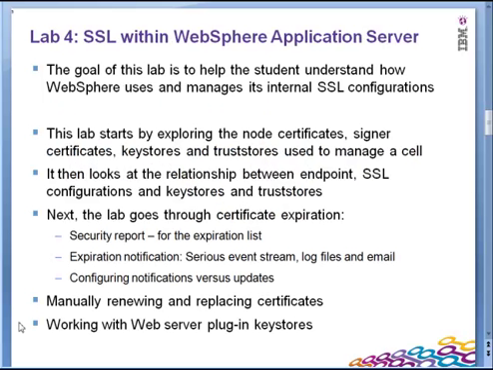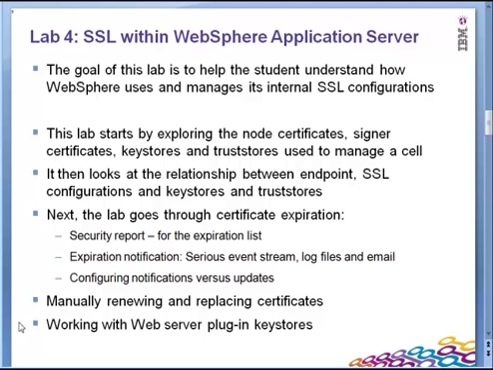The fourth lab looks at SSL within the application server. It starts off by looking at things like the trust stores and the key stores and the node certificates, the root certificates, things like that. Also it goes through the mappings of how the configurations and the endpoints relate to the key stores and trust stores and how those relationships work.